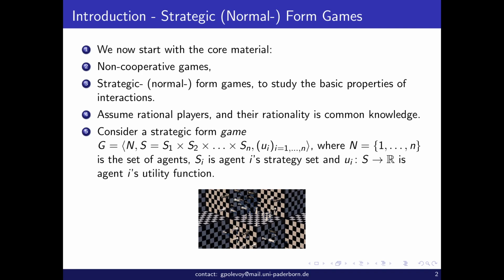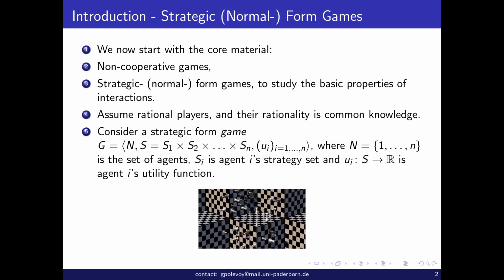So we assume, as I think throughout all the course, unless said otherwise, that the players are all rational. And moreover, the rationality is common knowledge, which means that everyone is rational, everyone knows that everyone else is rational, everyone knows that everyone knows that everyone else is rational, and so on. So rationality is the assumption which is known to everyone. It's, let's say, a fact which is known to everyone.